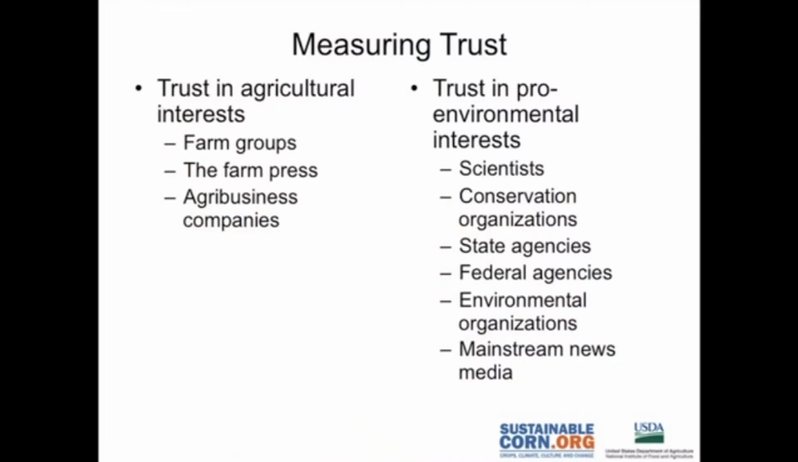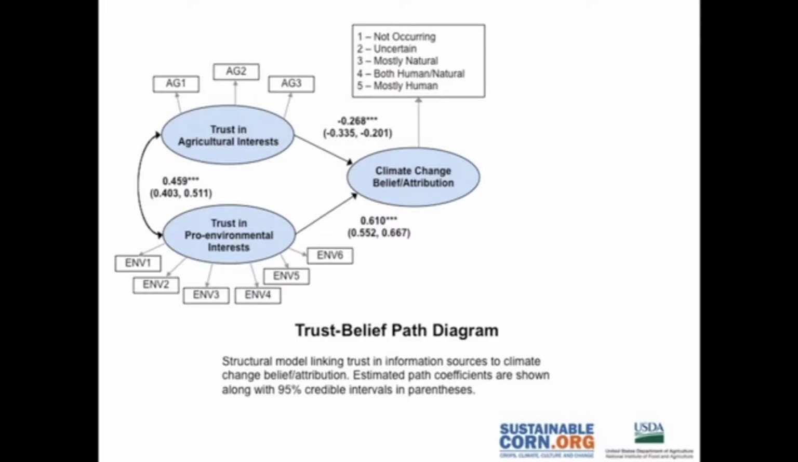And we termed these trust in agricultural interests. So the groups that fell into that category were farm groups, the farm press, and agribusiness companies. And on the other side, we have trust in pro-environmental interests, ranging from scientists, state and federal agencies, conservation organizations, and even the mainstream media. So to assess this, we employed a structural equation model. And this tool allows us to combine these variables together to measure some constructs that we can't directly observe, like trust in agricultural interests or trust in pro-environmental interests.